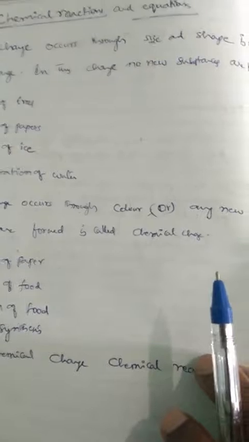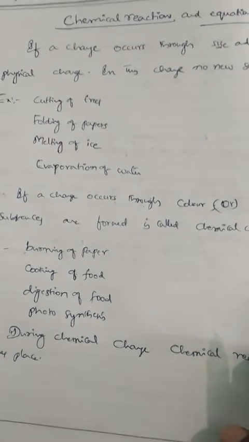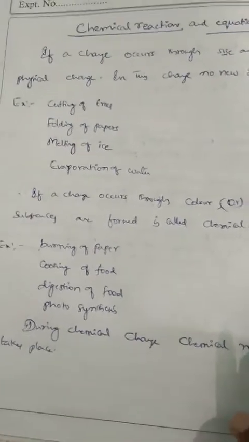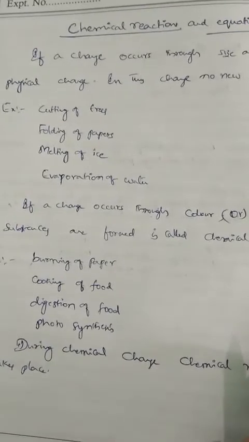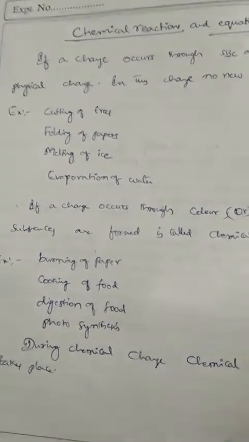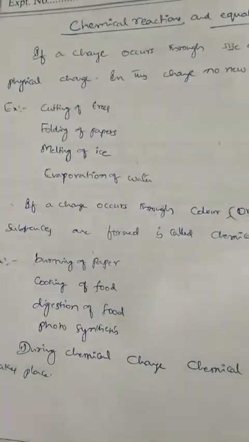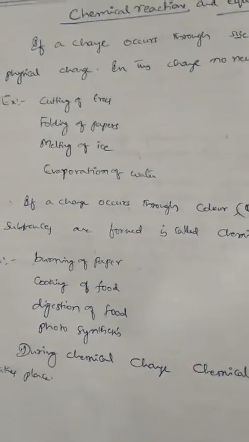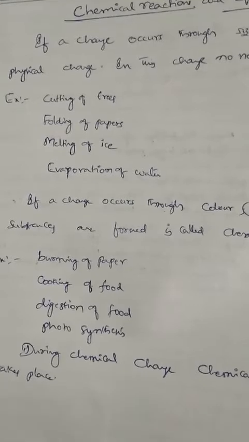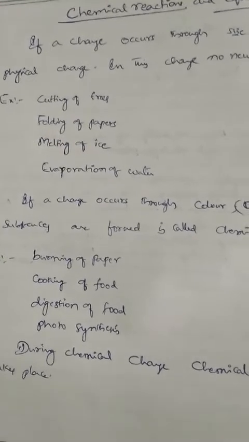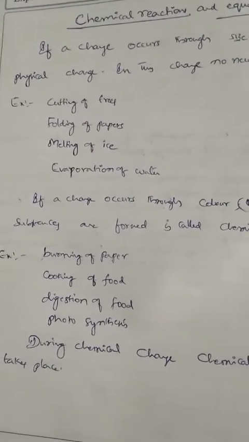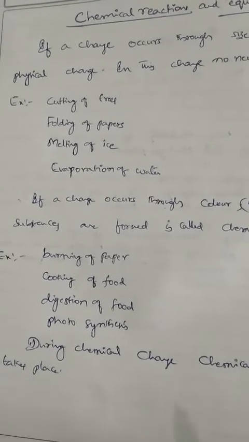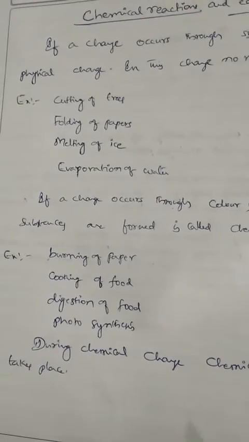If any change occurs in color or any new substance is formed, that is called chemical change. For example, burning of paper. If you fold the paper, the size or shape changes. But if you burn the paper, ash is formed. Before that we have paper. After that we will have ash. That's why it is considered a chemical change. That means a new substance is formed. Here ash is considered the new substance. Similarly, cooking of food, digestion of food, photosynthesis, all these are chemical changes.